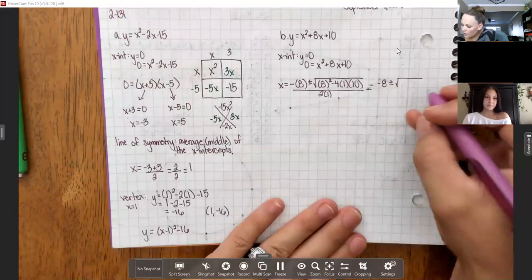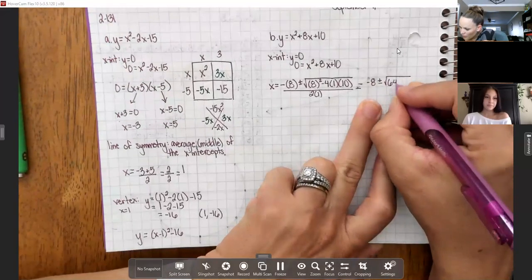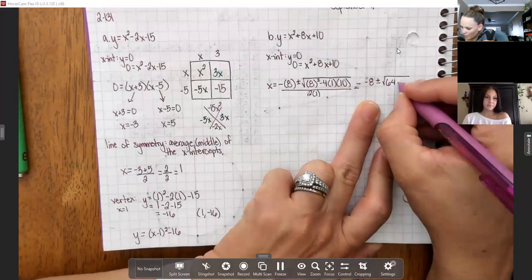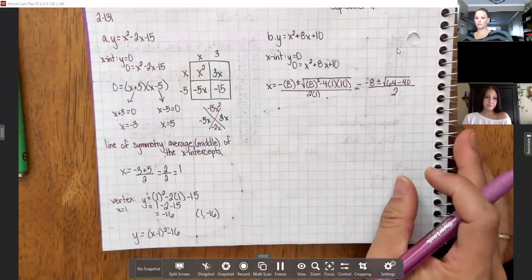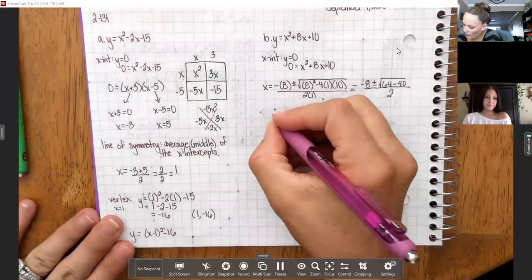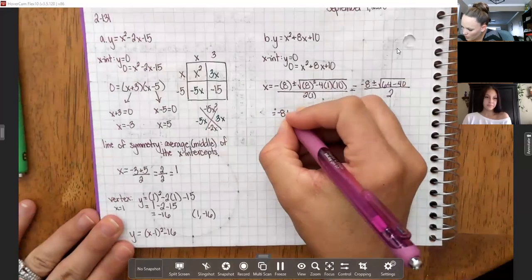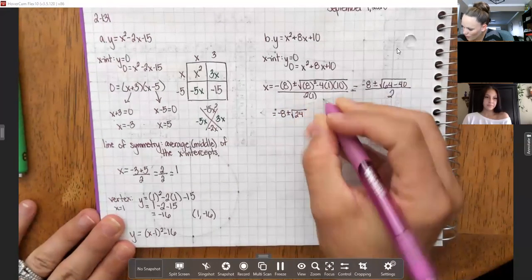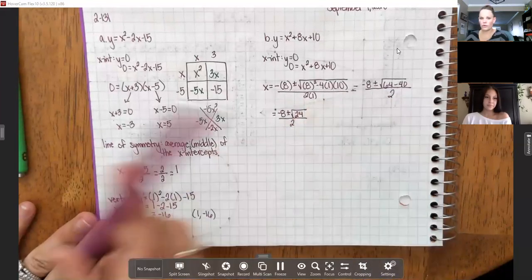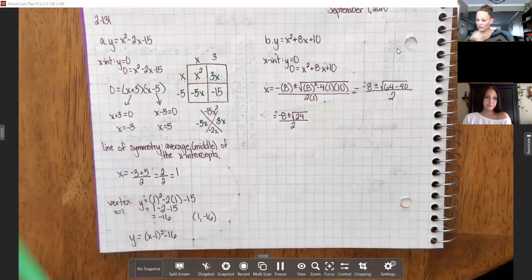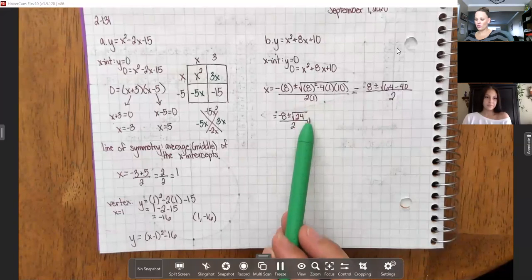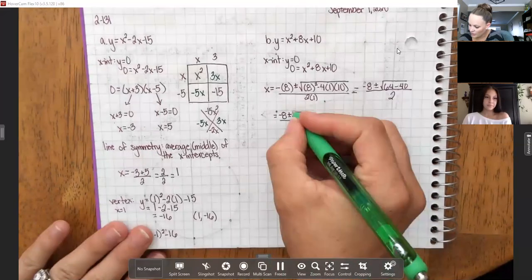So that's negative 8 plus or minus 8 squared, which is 64. 4 times 1 times 10, we get minus 40, all over 2. So negative 8 plus or minus the square root of 24, all over 2. I'm going to do the square root of 24 off to the side here.